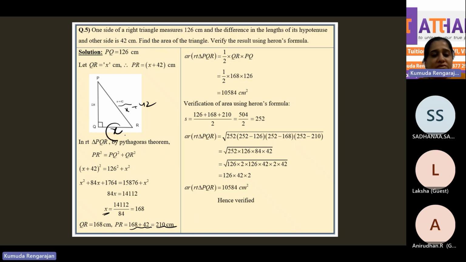Once you find x, which is 168, the hypotenuse will be 168 plus 42. Correct? Now you know all three sides of the triangle. What's the question? Find the area of the triangle. How do you find the area? Half into base into height. So half into QR into PQ.